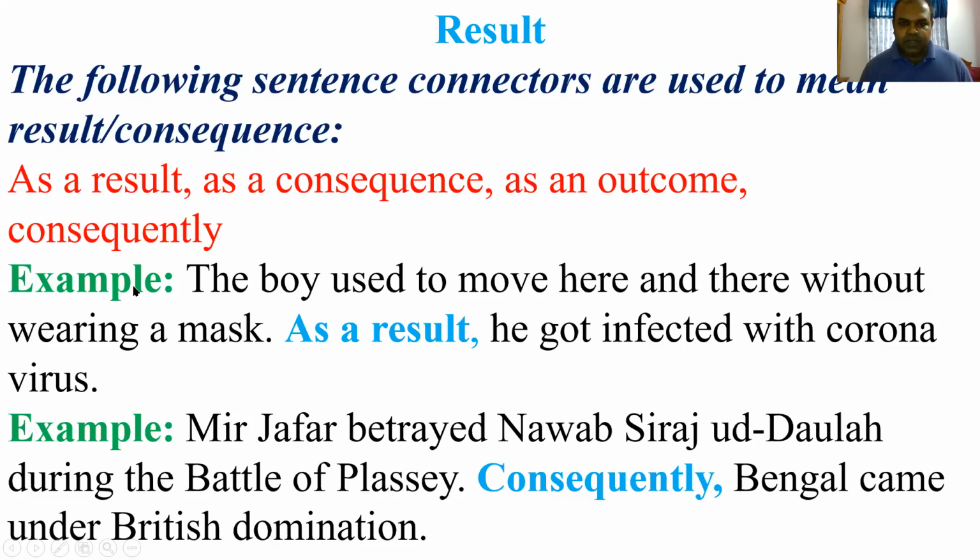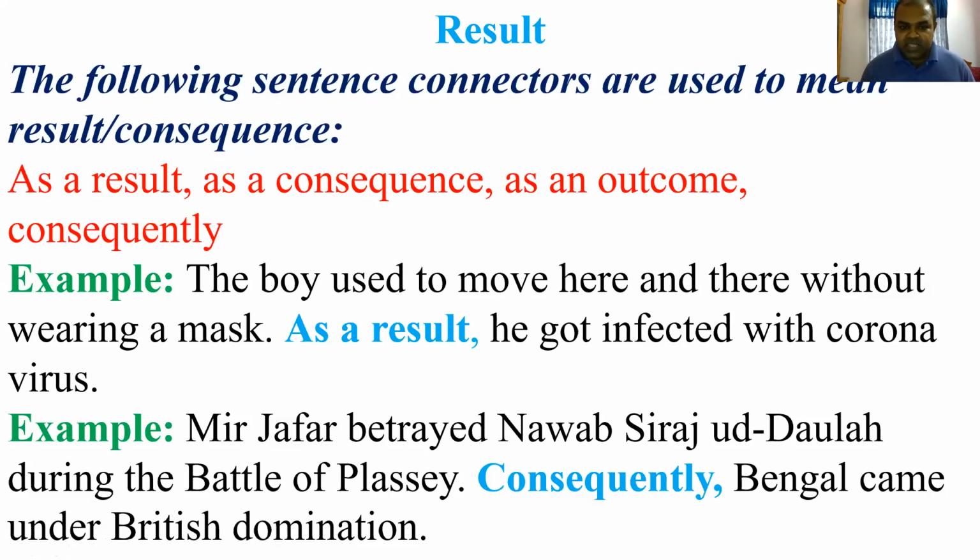This is the first example to illustrate the sentence connectors of result. The boy used to move here and there without wearing a mask. As a result, he got infected with coronavirus. We have used the sentence connector as a result to mean the result or the consequence of not wearing a mask or the result of moving here and there aimlessly.